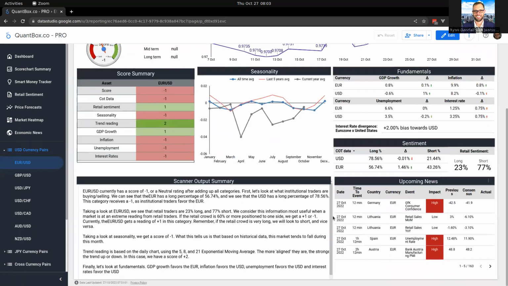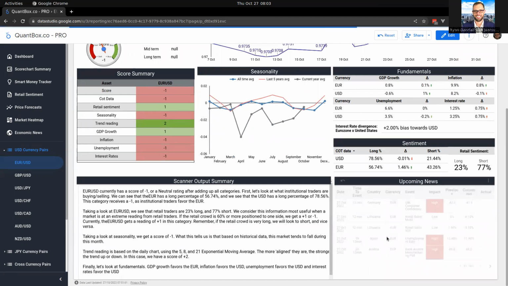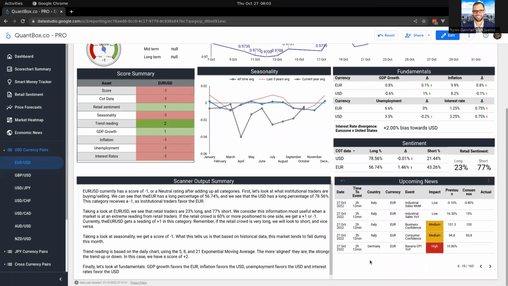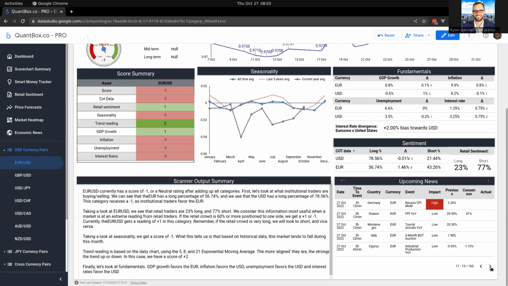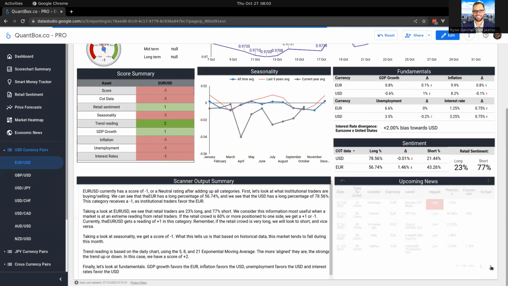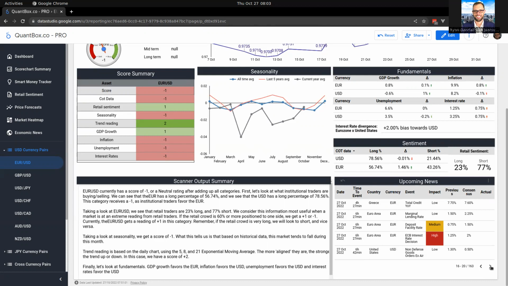First off, in terms of the upcoming news, we've got some high and low tier news coming out of the Eurozone today. Some more low, medium, and high tier news. Quite a full slate today. And of course, rather important today is an ECB rate decision. So the question is, are prices going up so they can come down, or is the market expecting some kind of change?